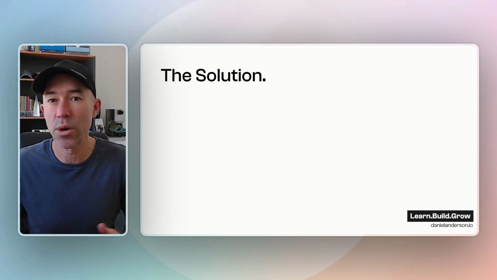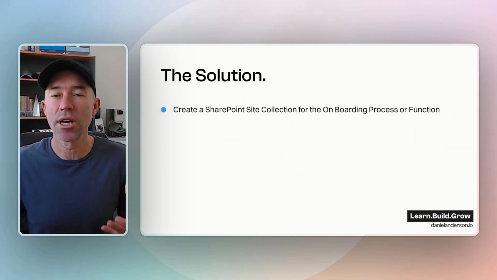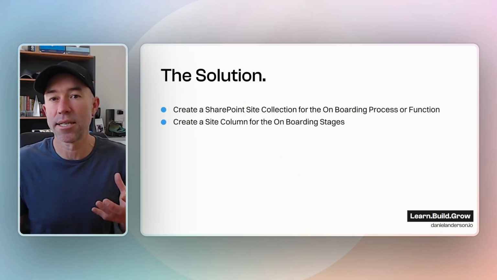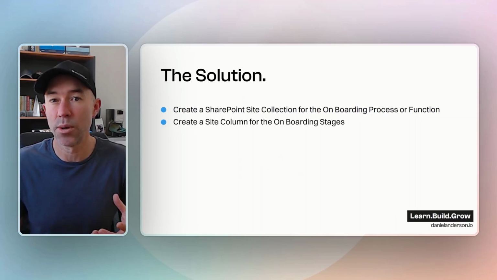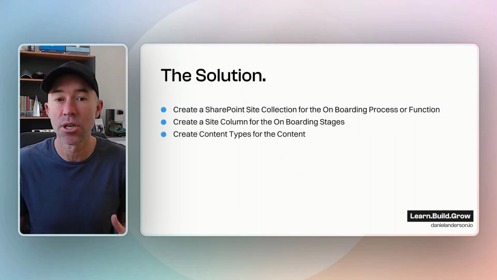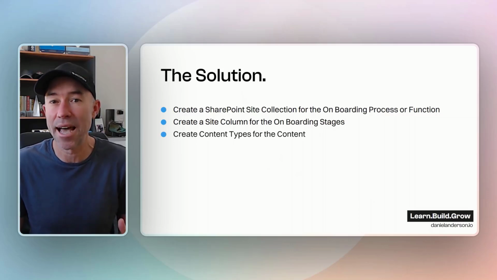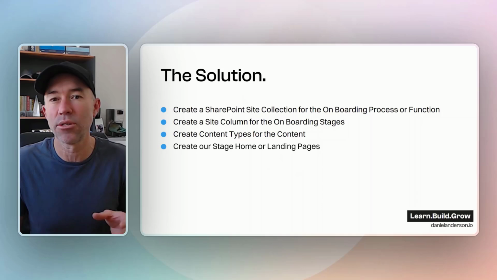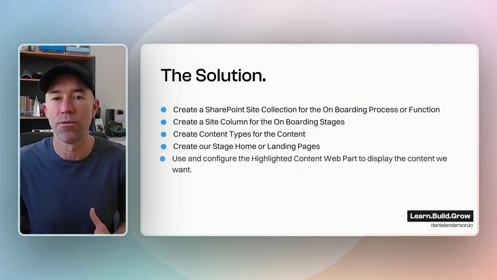Now, the solution, what are we actually going to create here and build? We're going to create a SharePoint site collection for this particular process. We're going to create site columns to help us with our onboarding and categorization of our onboarding stages. We're going to create content types for the different types of content that we have in play throughout our onboarding process, and create our stage home pages or landing pages that is going to aggregate our content and display it in a way that is going to be nice and easy for our end users to follow.